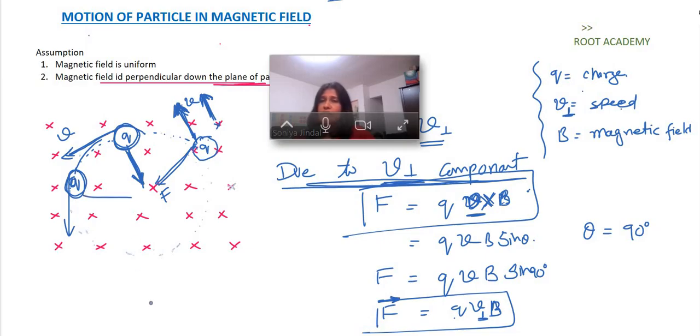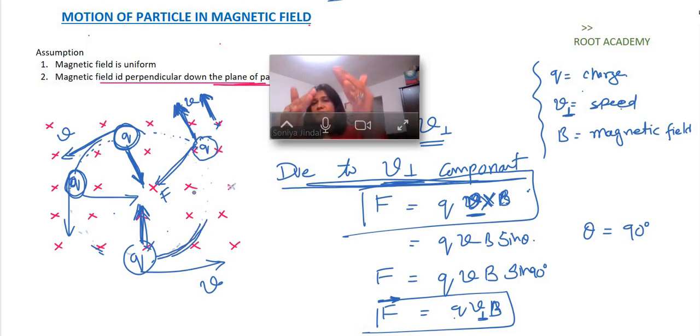Again you will see the force direction is towards the center. The particle will come here. Again it will experience some force towards the center. Again the tangent speed is here. The magnetic field is downward. The net force will be somewhere towards the center. Because of that, the particle will take a circular path.